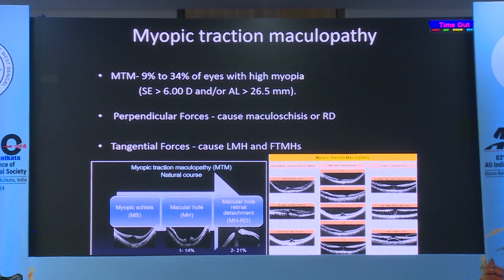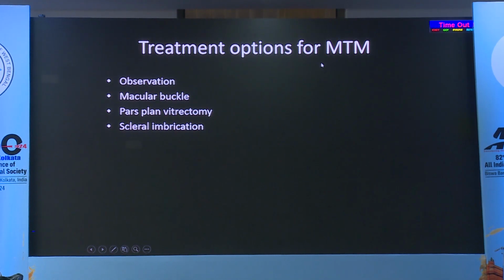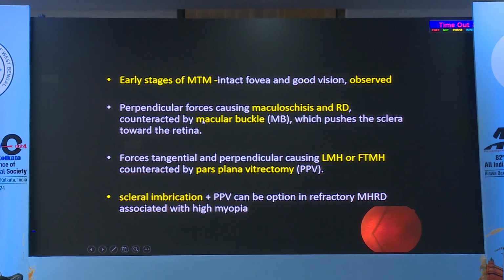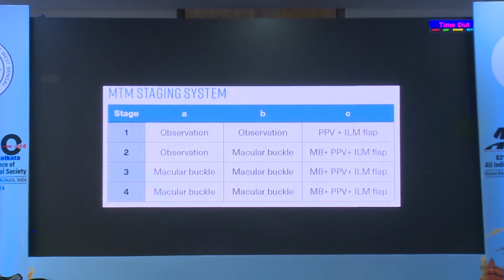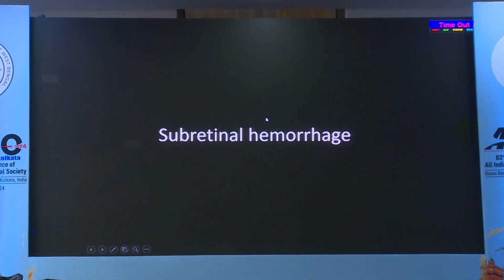Last entity, there is myopic traction maculopathy. You tend to see either a schisis, a macular detachment, or macular holes. So what are the treatment options for myopic traction maculopathy? Either you observe, or do a macular buckle, or a pars plana vitrectomy, or scleral imbrication. Okay. So if you see stages of myopic traction maculopathy, stage 1 is mostly observation, and in stage 2 and later stages you may have to resort to a macular buckle or pars plana vitrectomy along with ILM flaps. Macular buckle does well in cases of stage B holes in myopic tractional maculopathy.